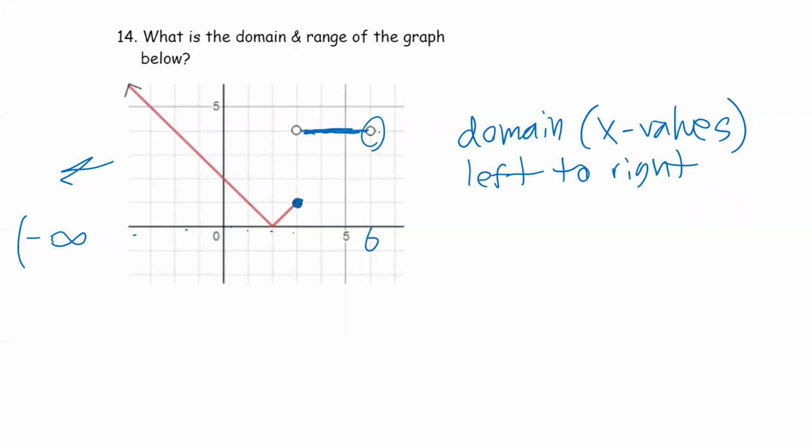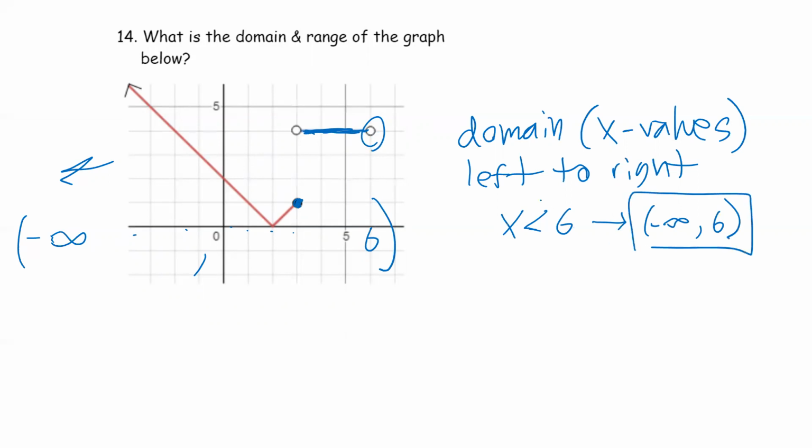Now 6 is an open circle. So 6 is going to be a parenthesis because we're not including it. So it's going to be x is less than 6, which is going to be negative infinity to 6. That's your domain. Your range, that's going to be your y values. So let's go ahead and look at the up and down range. It's going to be y values. That's going to be up, or down to up, actually.